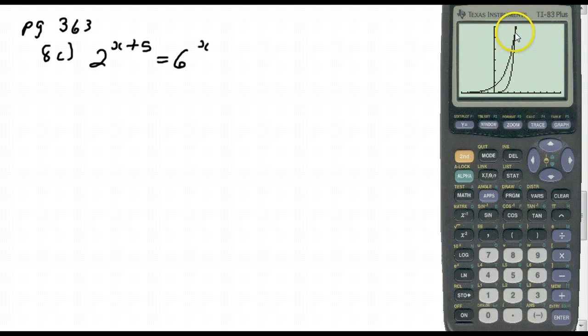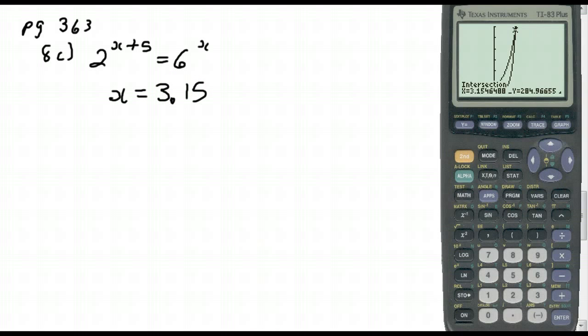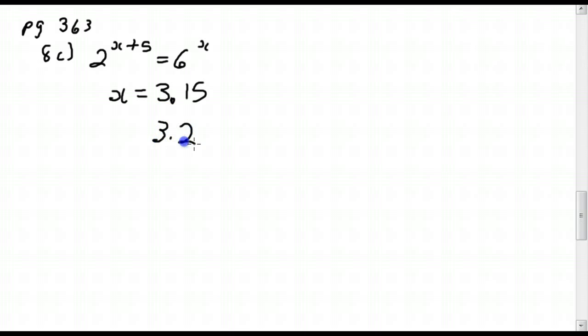There we go. So somewhere right around here, second calc, intersect. I'm going to move over to the point. I think that's close. Enter 3 times, and we get x equals 3.15, rounded to the nearest hundredth. If we were rounding to the nearest tenth, then it would be 3.2. Hundredth is 2 decimal places, and tenth is 1.